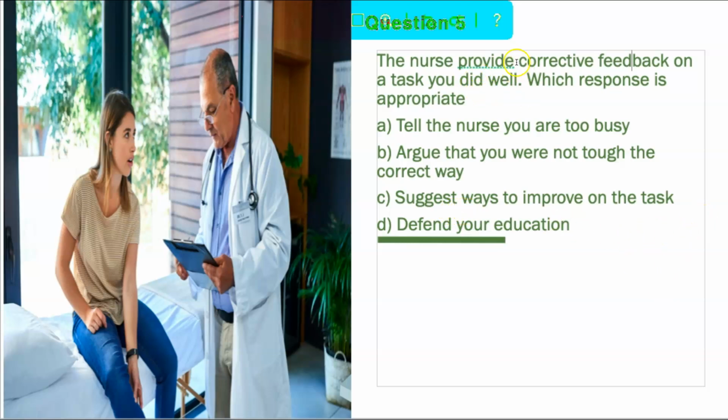So when your nurse educator is talking to you about a task that you didn't perform so well, you don't get combative, you don't get agitated, you can suggest ways to improve on the task. That's the only thing you can do, because arguing about it is not going to help anyone, and being nasty about it is not going to help anyone. So you need to accept constructive feedback and be able to work with your nurse educator.